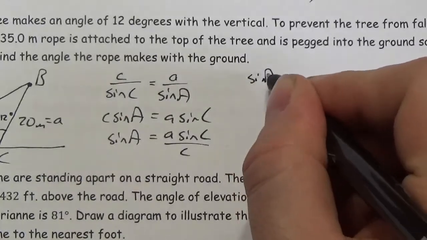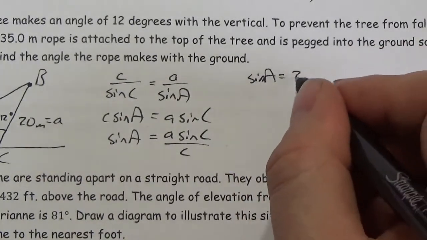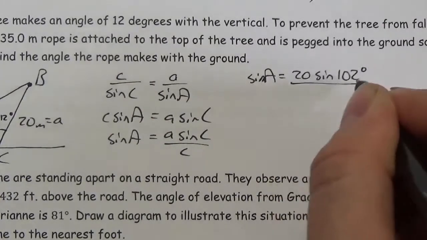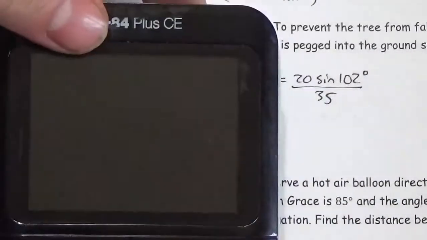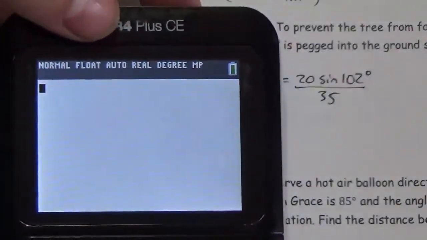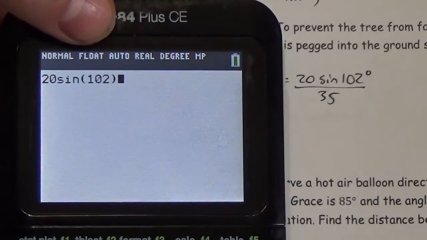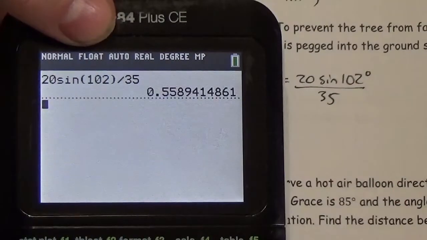So my sine of A is going to equal my side a, 20, sine of 102 degrees, all over 35. Okay, so let's figure out what that is. 20 sine of 102 divided by 35. Okay, so 0.5589.